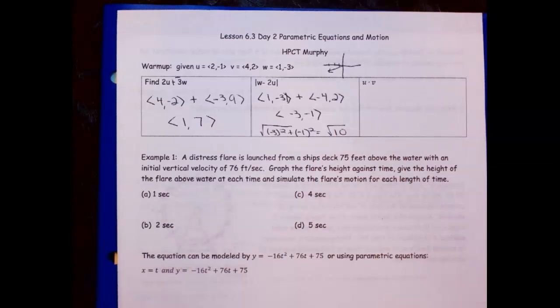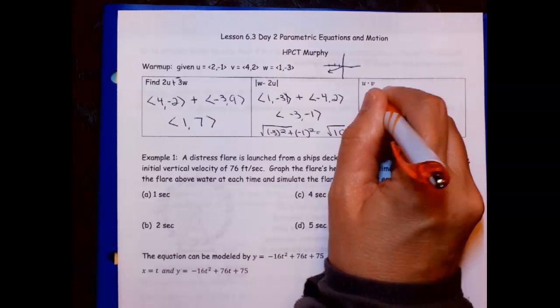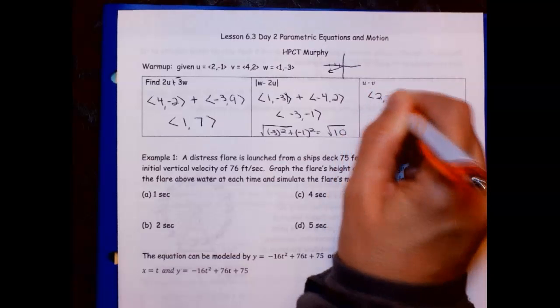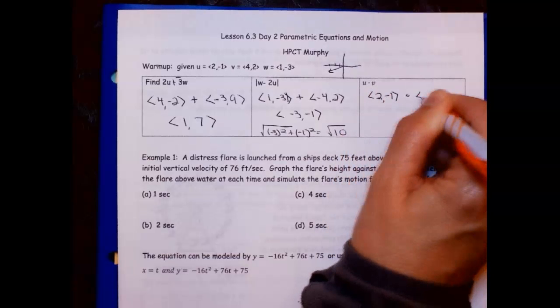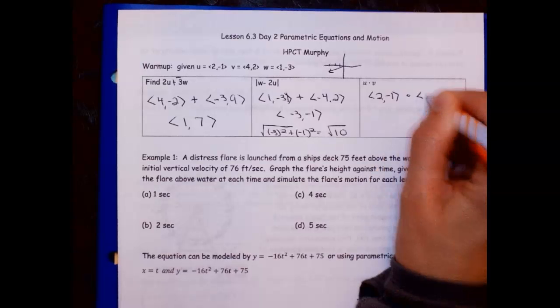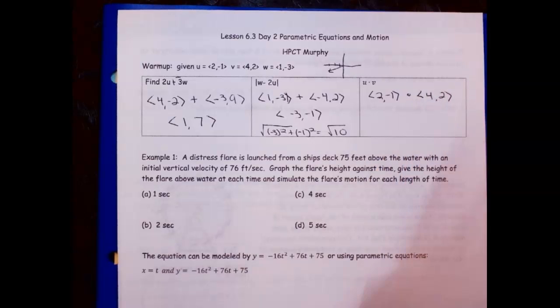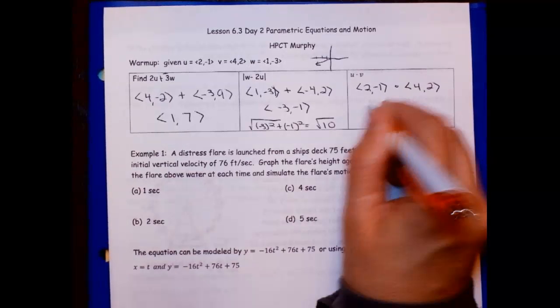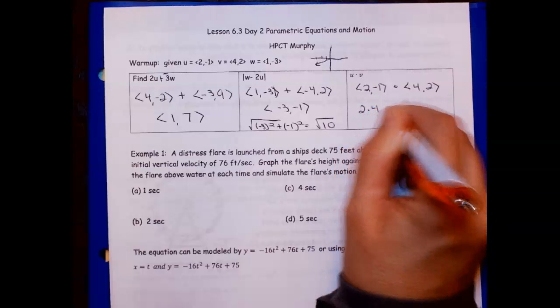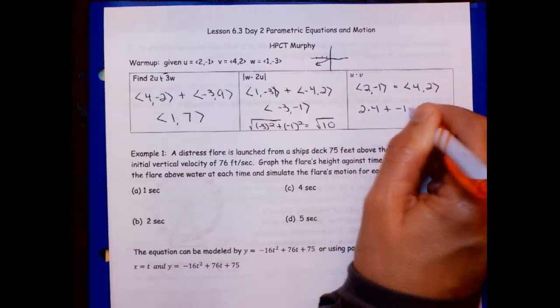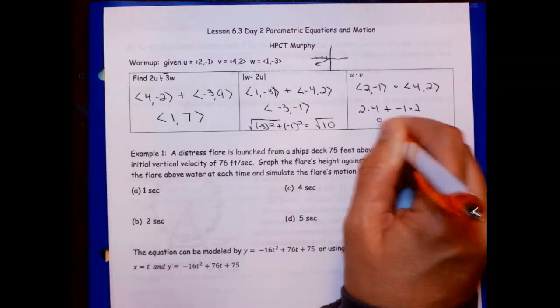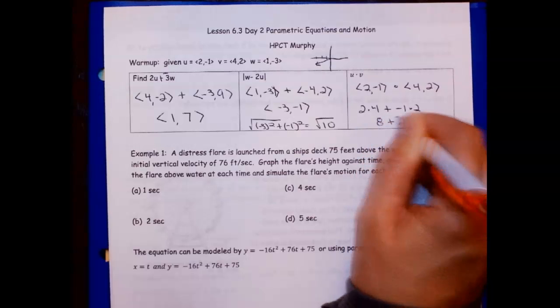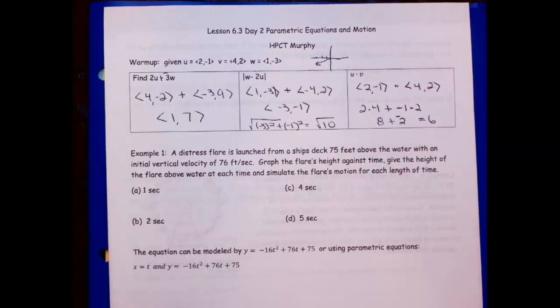And then finally, we've got the dot product of vector u times vector v. And if you remember, when you're multiplying 2 vectors, we actually end up with a scalar. And the way we find that is we're doing 2 times 4 plus negative 1 times 2 and adding those together, and we get 6.